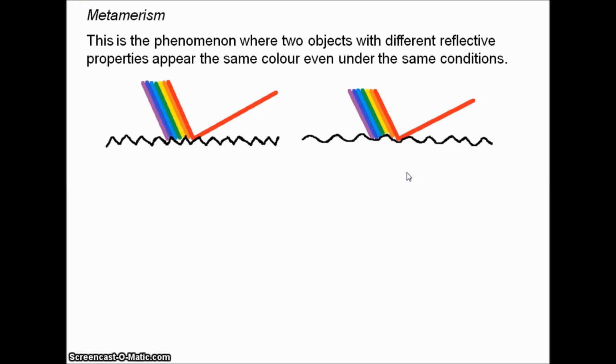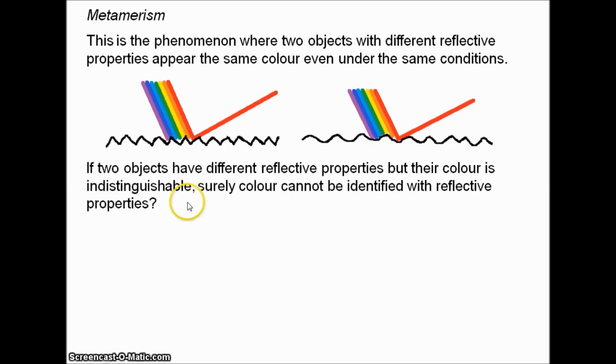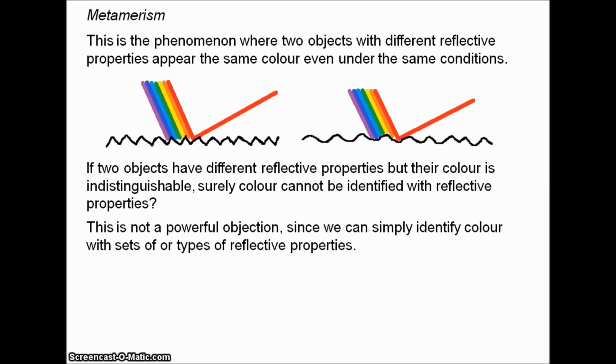Now, if two objects both have different reflective properties, but they also both have completely indistinguishable colours, surely their colour cannot be identified with the reflective properties. Surely the reflective properties and the colour must be different if there can be a change in one without a change in the other. Well, I'm not sure this is a very powerful objection, since we can simply alter the argument and identify colours with sets of reflective properties or types of reflective properties.